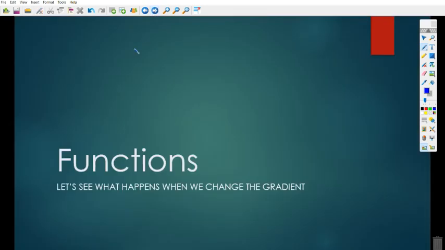So let's look at the next slide here. Let's see what happens when we change the gradient. Just observe, you don't need to draw anything. I just want you to get used to seeing the graph, seeing the function. All right, let's see.